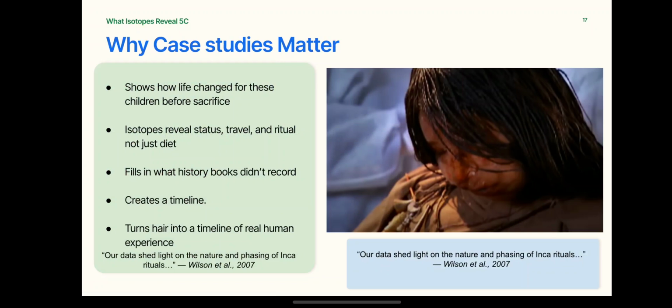This case study shows how stable isotope analysis can do more than just tell us what someone ate. It can also help reconstruct the final chapter of a person's life. From the maiden's hair alone, we learned that her diet changed, her social status likely rose, and she was moved across regions, all leading up to her ritual sacrifice. It fills in the gaps in historical records, giving us a personal human story from over 500 years ago.